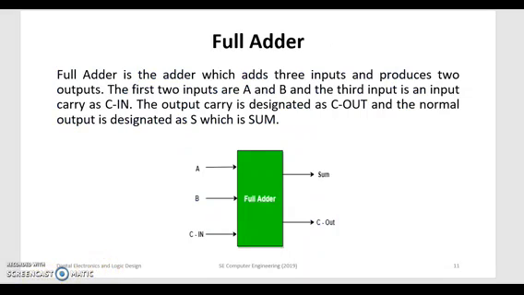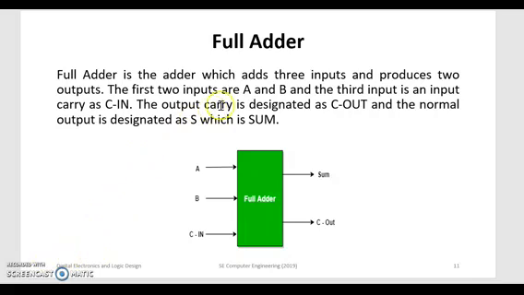Full adder is a combinational circuit. It is an adder which adds 3 inputs and produces 2 outputs. In half adder, we have just 2 inputs, a single bit A number and single bit B number. It doesn't consider carry. So to overcome that disadvantage, we can make use of full adder. The full adder has been designed with a third input also, which is the carry in input.